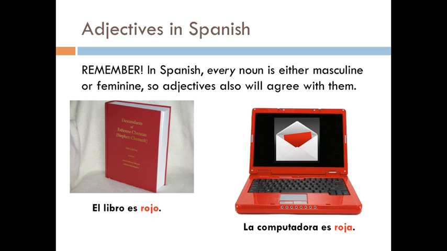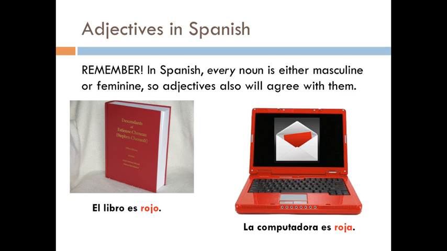So remember, you don't just have to pay attention to whether people are masculine and feminine when you're making adjectives agree, but you also have to look at every noun. Is it masculine or feminine? This is why gender is so important, because adjectives and articles such as el and la will agree with them. They're chameleons. Think of them as chameleons that change to match up with whether the noun is masculine or feminine.